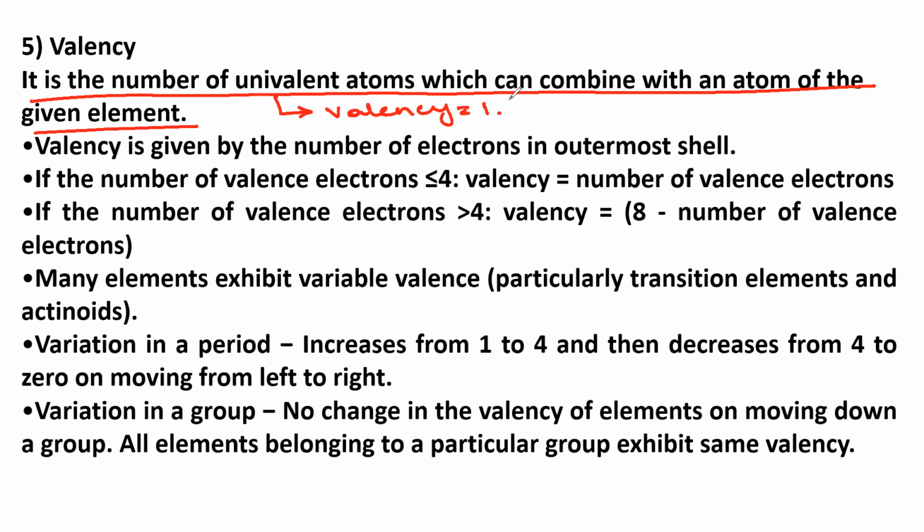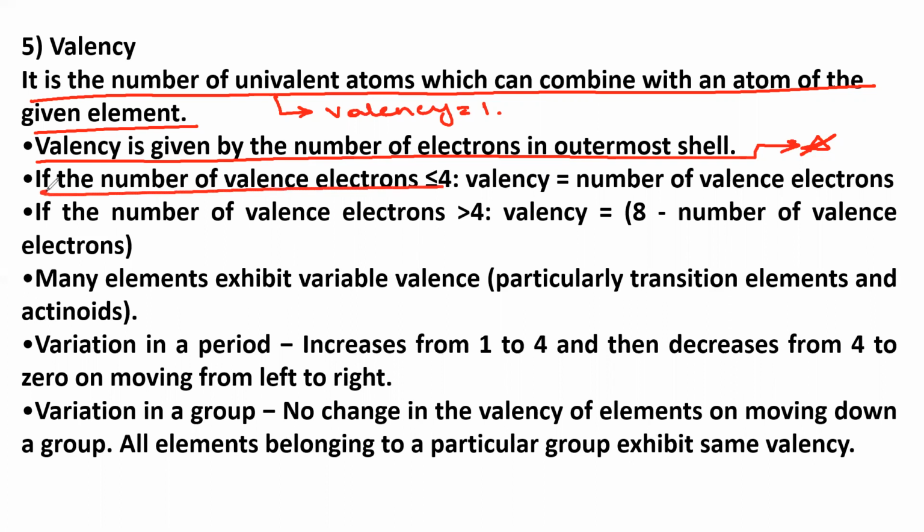But anyway, for simple understanding, we can say the number of valence electrons in the outermost shell is called valency. So valency is given by the number of electrons in the outermost shell. This point is most important. If the number of valence electrons is less than or equal to 4, for example, if an element has 1, 2, 3, or 4 valence electrons, its valence is also 1, 2, 3, 4 respectively.